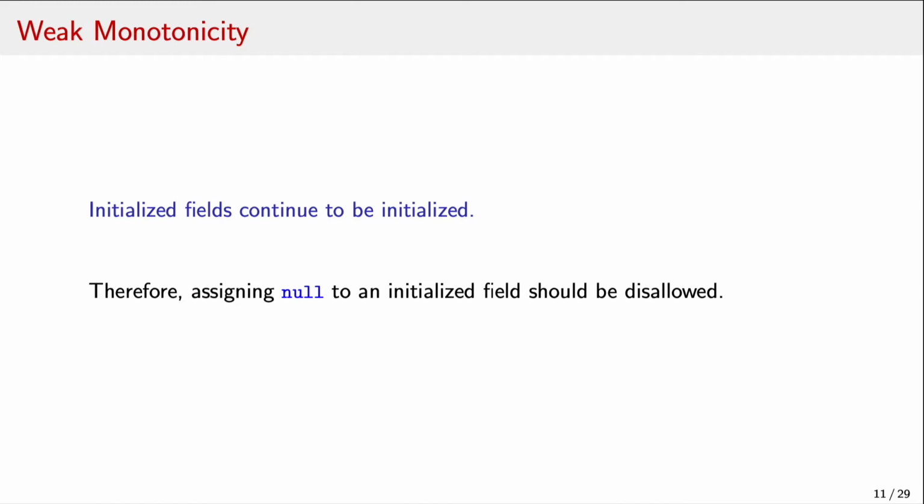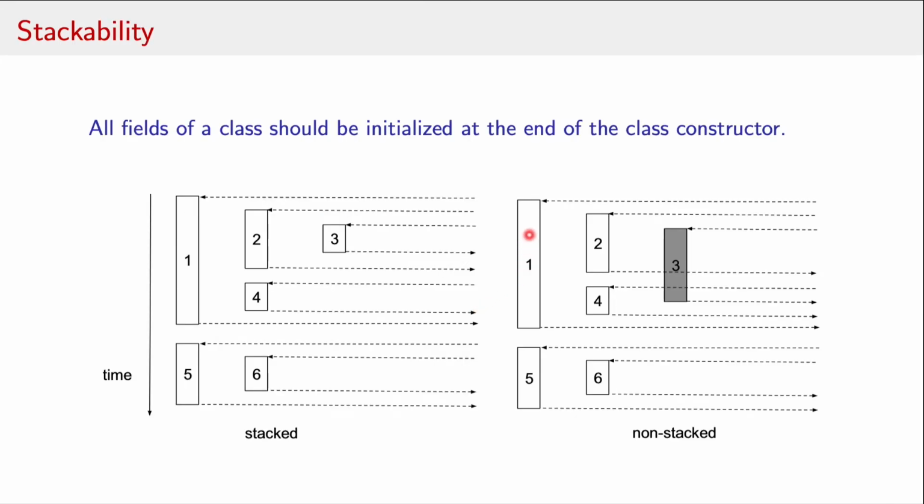Weak monotonicity says that initialized fields continue to be initialized. Therefore, assigning null to an initialized field should be disallowed. Stackability says that all fields of a class should be initialized at the end of the class constructor. If we draw the initialization period of objects, we would find that the initialization periods of objects are properly nested if the language follows stackability.